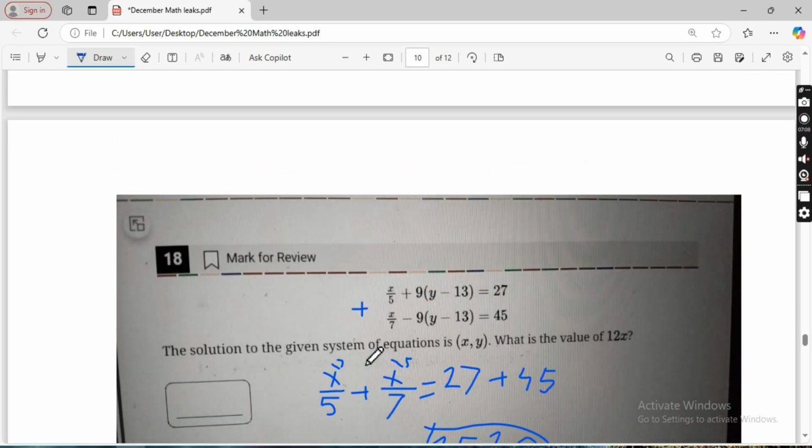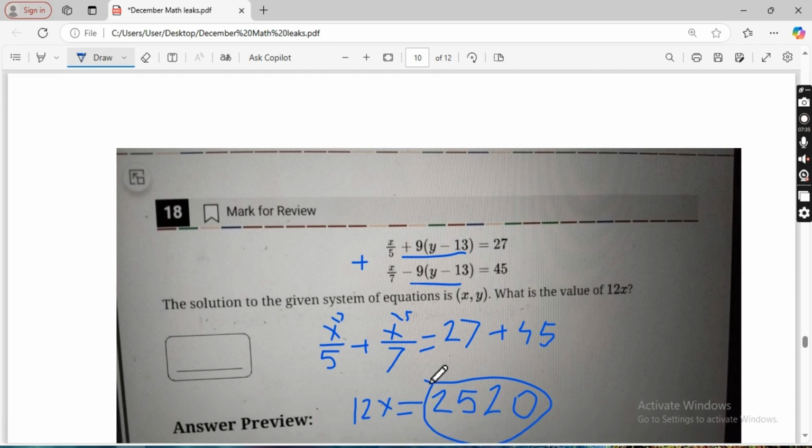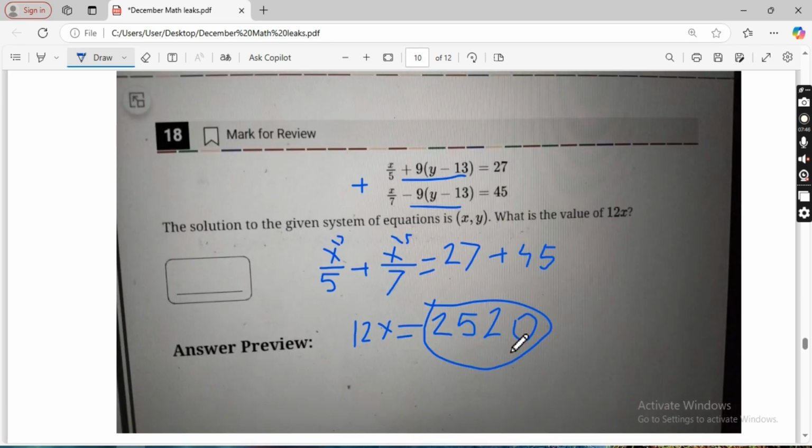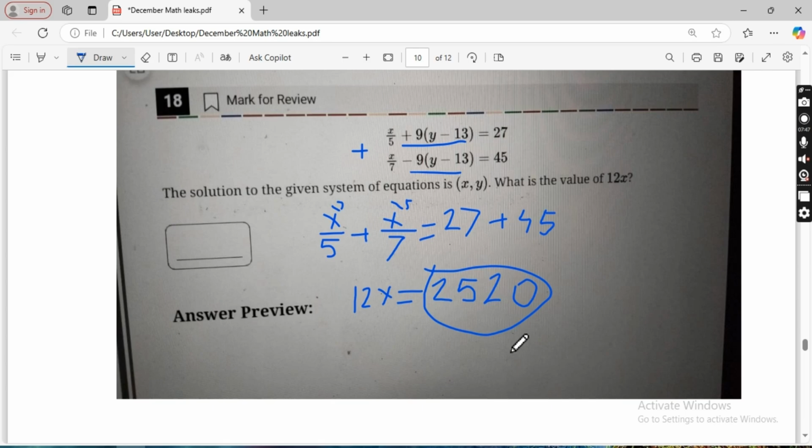So, the next question. Here the solution to the given system of equations is (x, y). What's the value of 12x? If you notice, this term can be eliminated by adding. So I've added here, and it yielded x over 5 plus x over 7 is equal to 27 plus 45. And if you find it, 12x will be equal to 27 plus 45 multiplied by 35, which is equal to 2520.